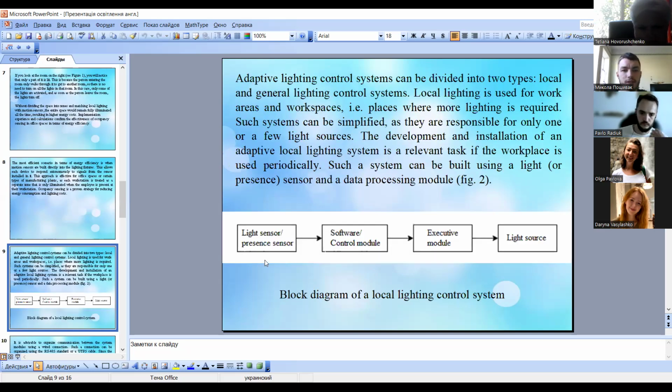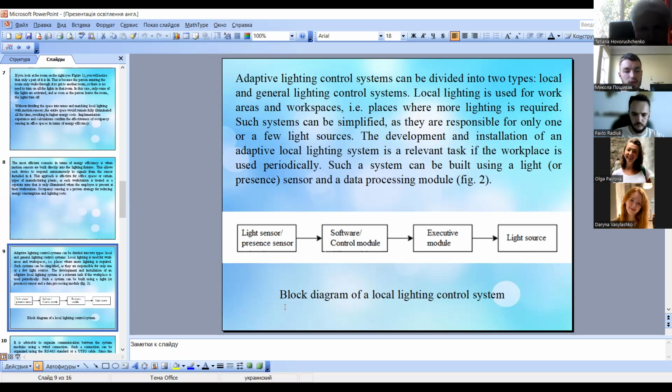Adaptive lighting control systems can be divided into two types: local and general lighting control systems. Local lighting is used for work areas and workspaces, places where more lighting is required. Such systems can be simplified as they are responsible for only one or a few light sources. The development and installation of an adaptive local lighting system is a relevant task if the workspace is used periodically. Such a system can be built using a light sensor and a data processing module.